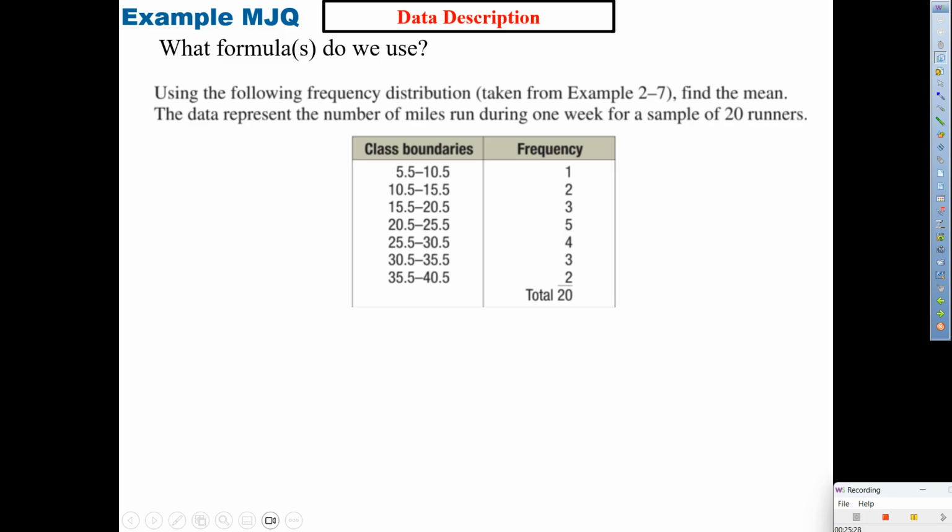This is the last one of these, just to make sure we got it. It says, using the following frequency distribution, find the mean of the data represented in number of miles running during 1 week for a sample of 20 runners. Talk it over to your neighbor. What one formula do we need for this one? Talk it over to your neighbor. After you're done, type it on the screen.